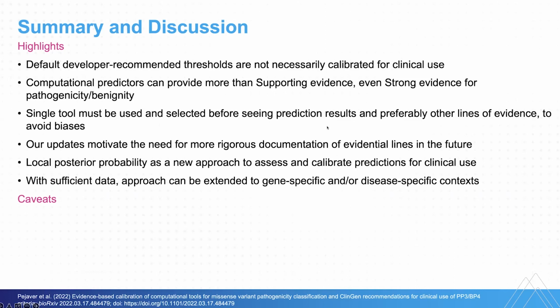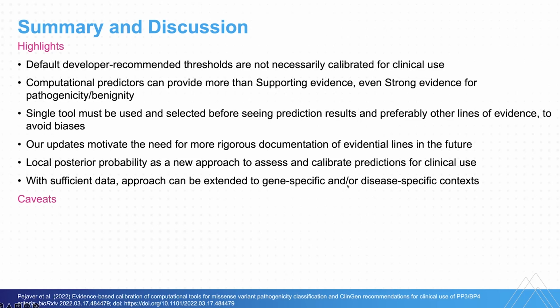From a methodology standpoint, local posterior probability is an interesting new approach to assess and calibrate predictions for clinical use. So in this context, we used it for computational predictors, but in theory, it could work on any continuous distribution of scores. So it could be scores that come from a functional assay. We could map that to the ACMG AMP guidelines using this approach. And we could extend this to gene-specific, disease-specific context.